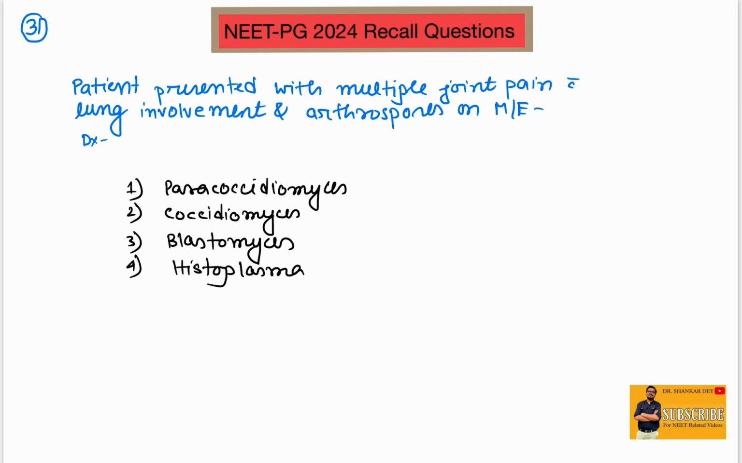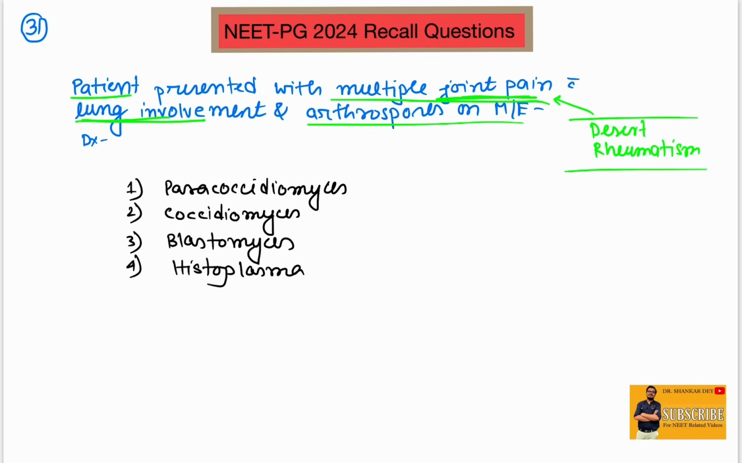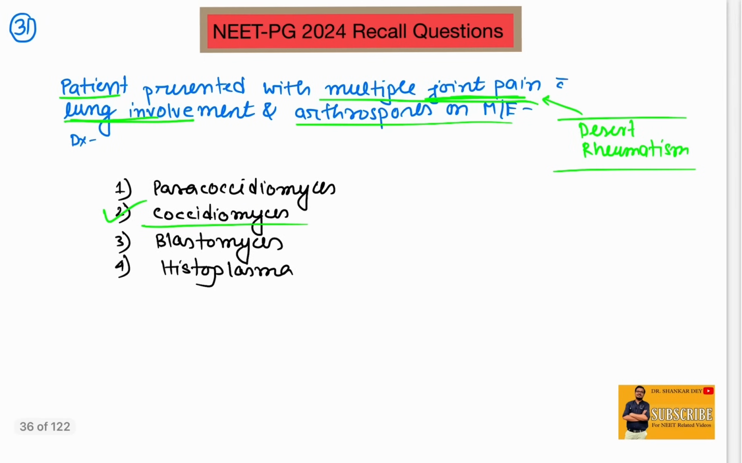A patient presented with multiple joint pain, lung involvement, and on microscopy arthrospore was found. Diagnosis: multiple joint pain with lung involvement, probably chronic fungal disease. This is probably the description of desert rheumatism. The actual question language might be different, but probably the question was desert rheumatism, and the answer is coccidioidomycosis. So desert rheumatism, coccidioidomycosis.